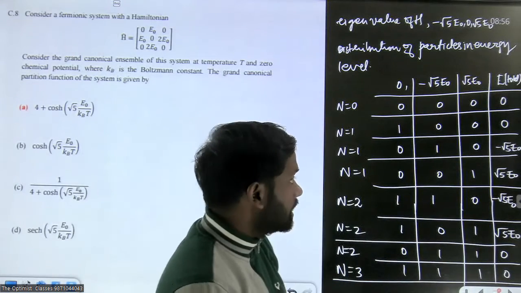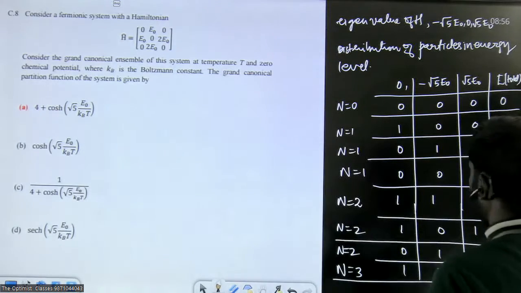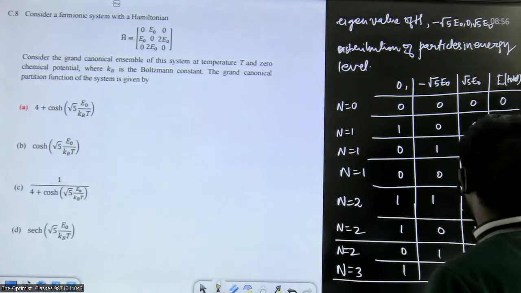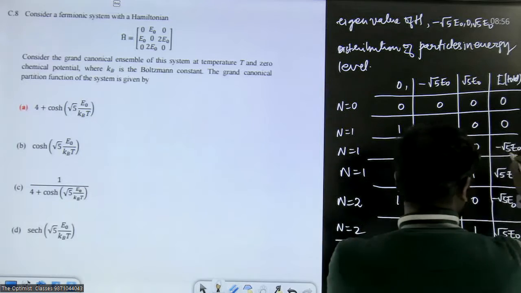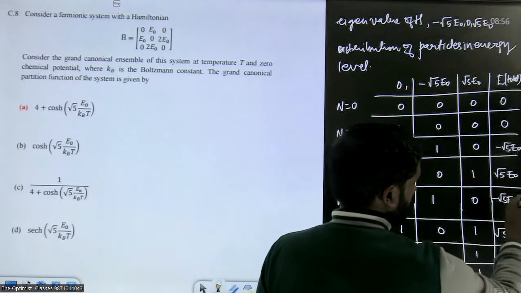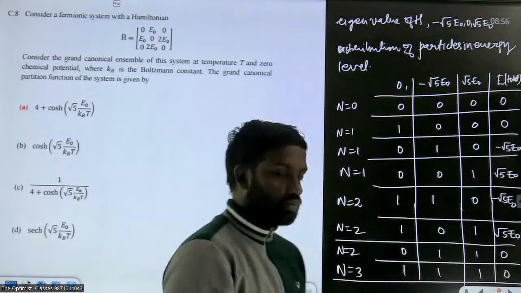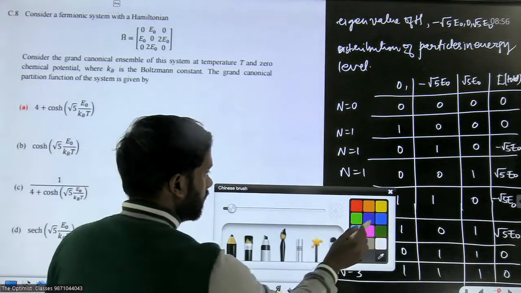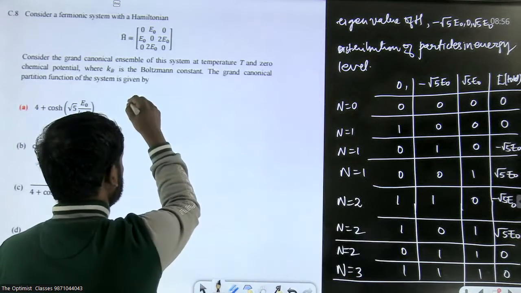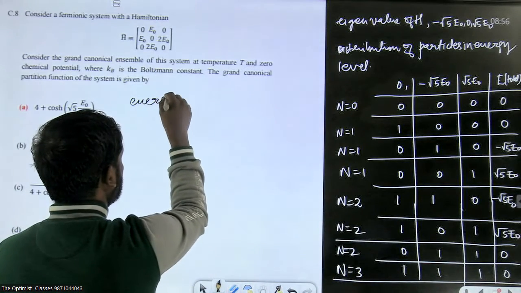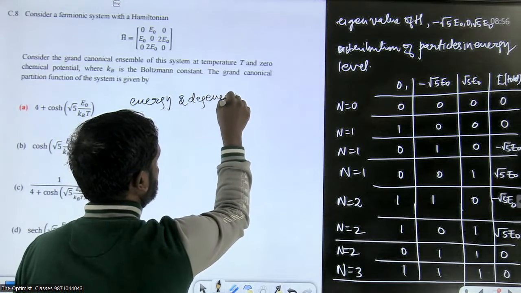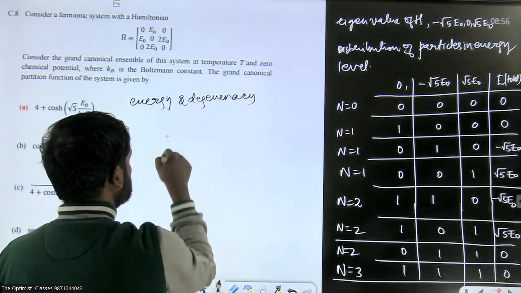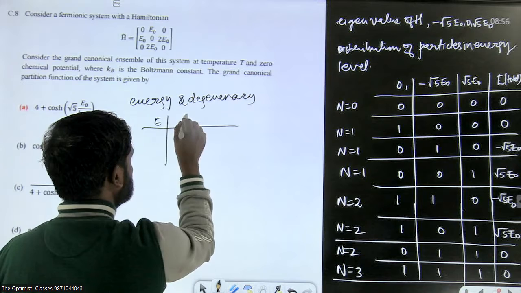So now we see the total energy we have: 0 we are getting 4 times, minus root 5 E naught 2 times, and plus root 5 E naught 2 times. So if you write energy and degeneracy, it is something like this. We have energy and degeneracy G.